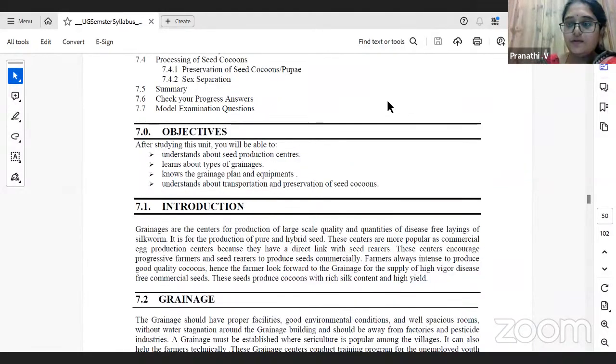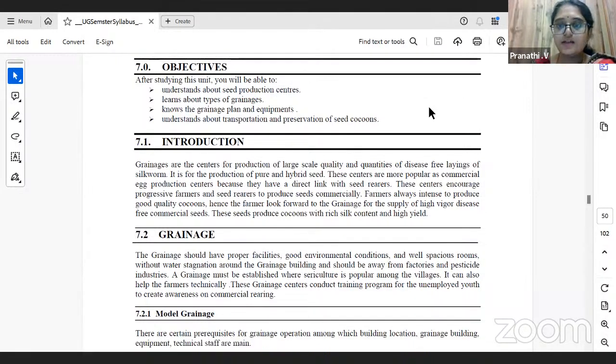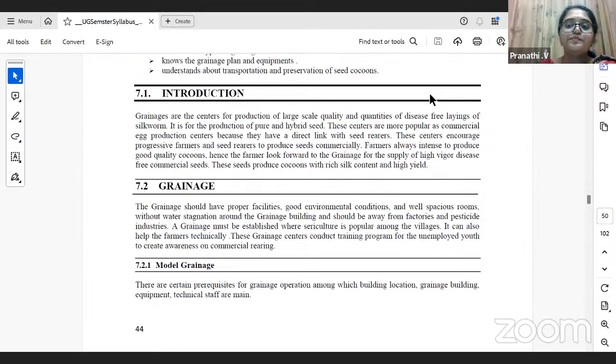So what are grainages? Grainages are places wherein you have large quality and quantity of disease-free layings, that is DFLs, or the silkworm present. So you have a lot of production over there. It's an entity used for production of pure and hybrid seeds. These centers are more popular as commercial production centers, and they also have a direct link with the seed rearers. They encourage progressive farmers and the private sector. There is a link between the private sector and the grainages as such.